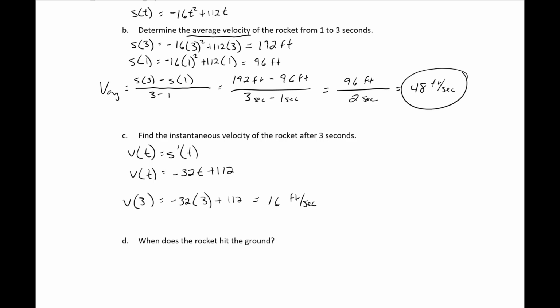What this is telling us is that the rocket is ascending, again because it's positive. It would be descending if the velocity was negative. But the rocket is ascending at 16 feet per second at the instant that time is 3 seconds. So at exactly 3 seconds, the rocket is going up 16 feet per second.